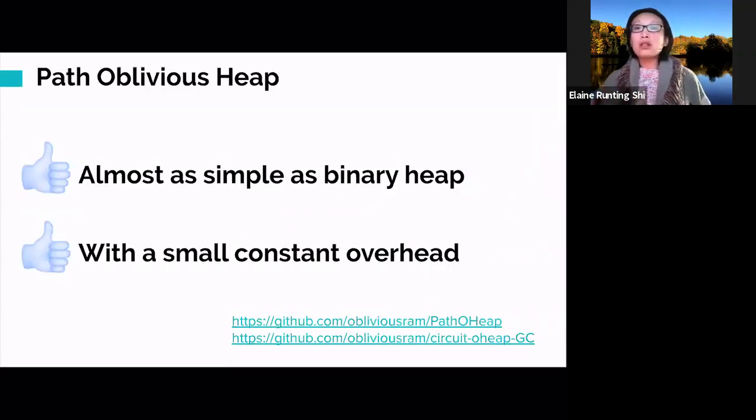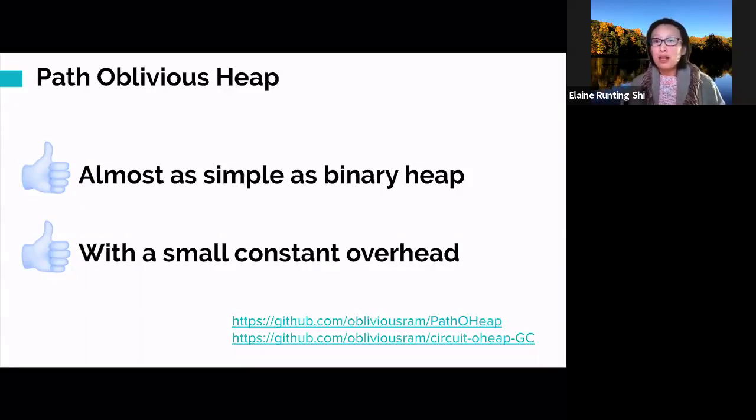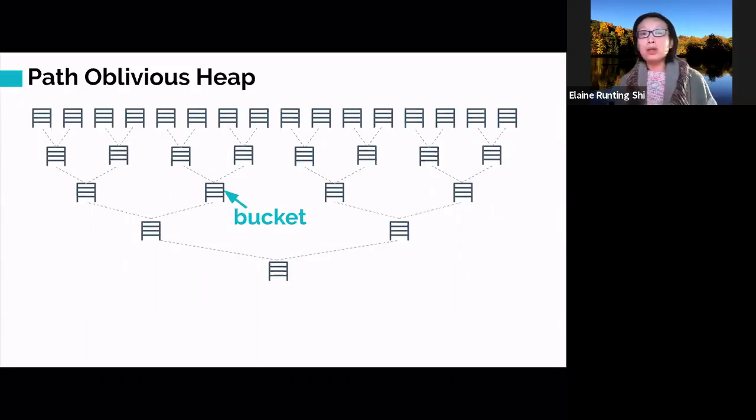Okay, so our goal is to construct an efficient oblivious algorithm for the heap data structure. As I said, we want to avoid the generic ORM slowdown, and therefore we give a customized construction called Path Oblivious Heap. It may sound too good to be true at first sight, but our algorithm is almost as simple as the ordinary binary heap, and we pay only a very small constant slowdown relative to the binary heap. Let's now dive in and see how Path Oblivious Heap works.